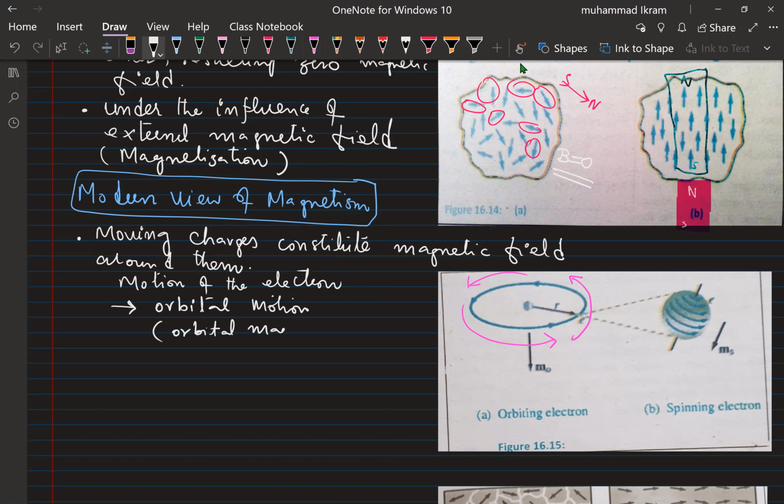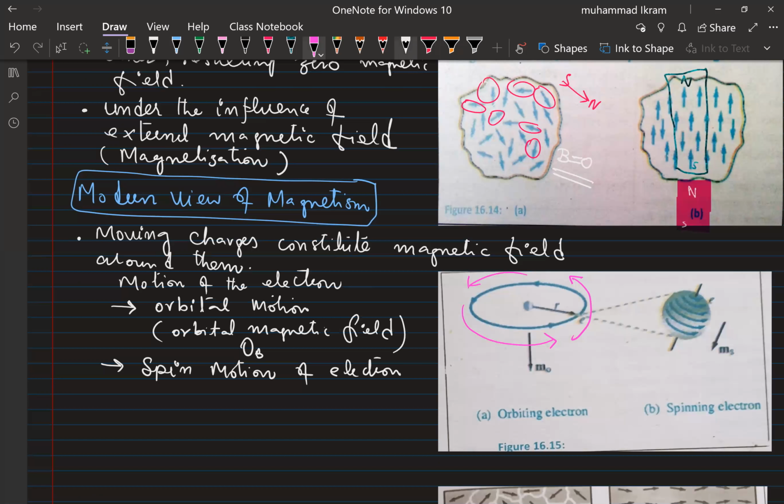This produces a magnetic field we call the orbital magnetic field, and for simplicity I'll denote it as OB. Then again, we have the spin motion of the electron. You know that the electron spins around its own axis. Here you see the spinning motion of the electron about its own axis. This generates a magnetic field.